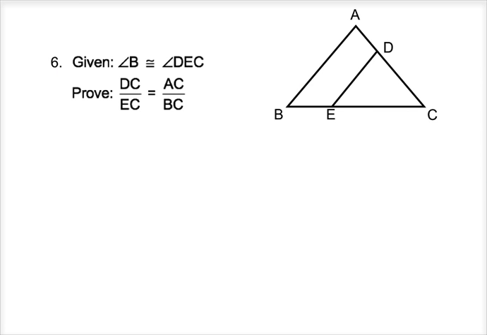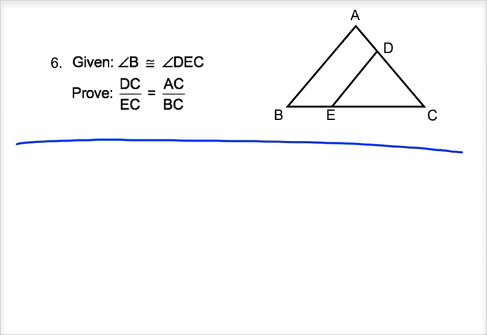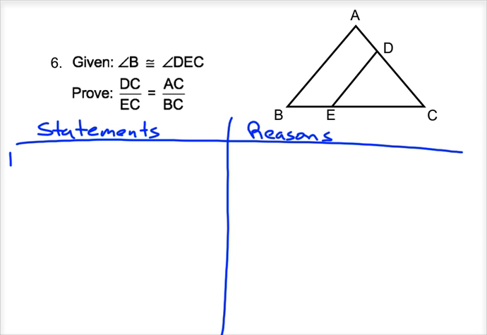Number 6, given angle B is congruent to angle DEC, prove that DC over EC equals AC over BC. Well, I know that if I have a proof, I'm going to have my two columns of statements and reasons. I'm going to write down my given information first. Angle B is congruent to angle DEC. I know that's given, and I'm going to mark it. So angle B and DEC are congruent to one another.